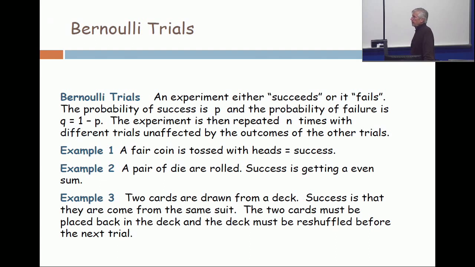But then the experiment is repeated over and over again, a total of n times. But it's very important that one trial doesn't affect the outcome of other trials. Let me give you an example. If you flip a coin and you say success is heads and failure is tails, that's a Bernoulli trial. The result of flipping one coin doesn't affect in any way subsequent flips.